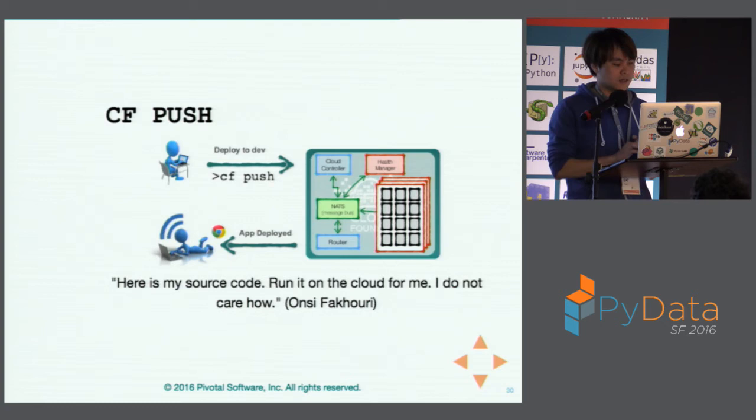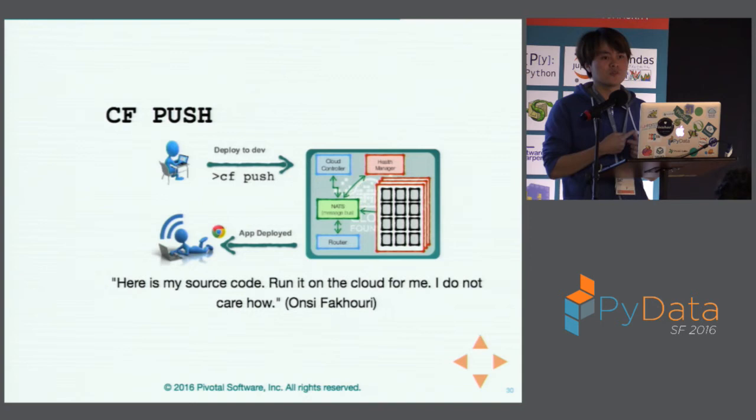In this case, we have these three applications, and for each application we need to write a manifest YAML file. In the manifest YAML file, you define the name of the app and the dependencies. For example, for Ruby you need a Ruby buildpack, and for Python you need a Python buildpack. In a Python buildpack, which is pretty cool, you just need to write one line saying that it needs Python. Then you put in your environment YAML file, which you get from Conda, and you do cf push.